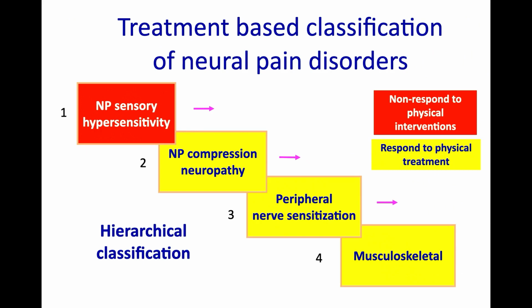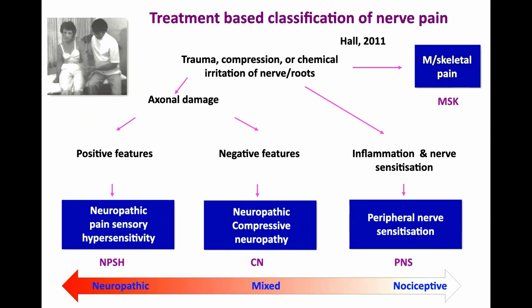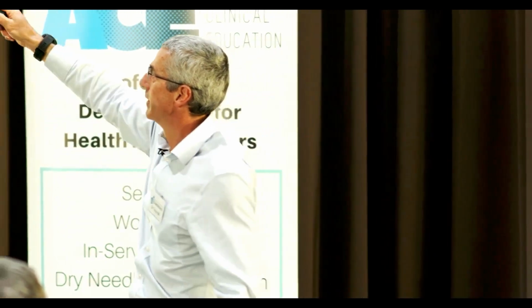So the group on the left, for some reason isn't working. The group on the left here, neuropathic pain with sensory hypersensitivity, that's the most important group because they don't respond well to hands-on treatment and exercise. So we should look for those first because we don't want to harm them by giving them inappropriate treatment. Yeah, so that's the red group.